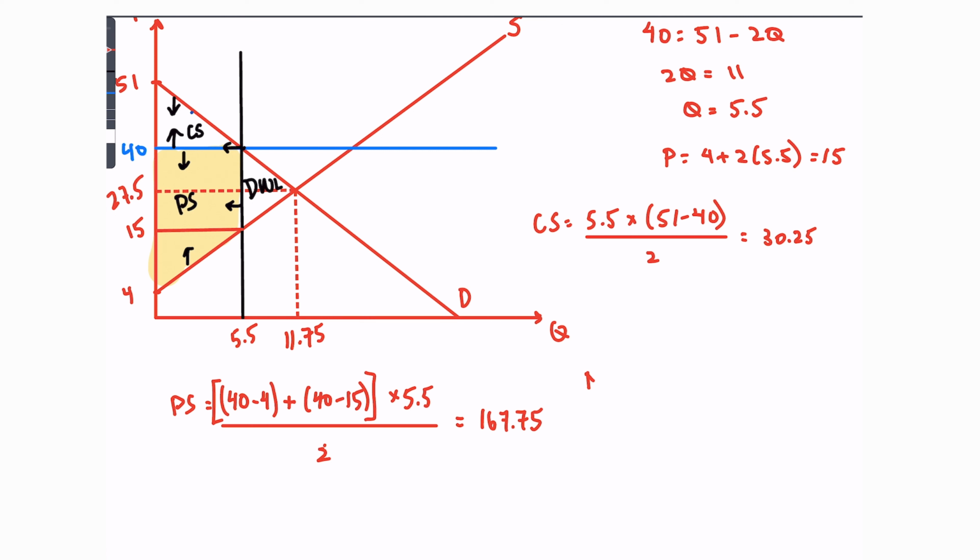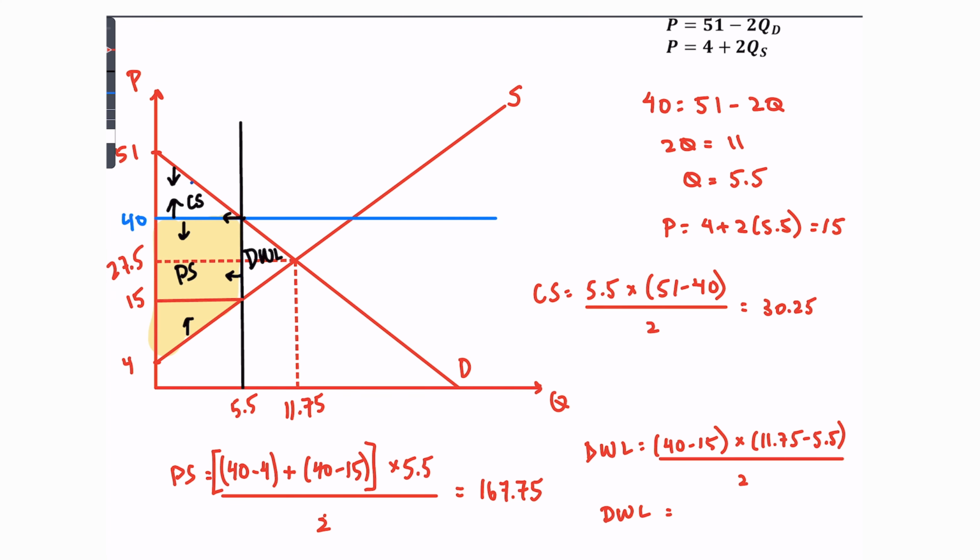As for the deadweight loss, we have a triangle. So the base would be the difference between 40 and 15. The height is the difference between 11.75 and 5.5. All that divided by 2. So you should get a deadweight loss of 78.125.